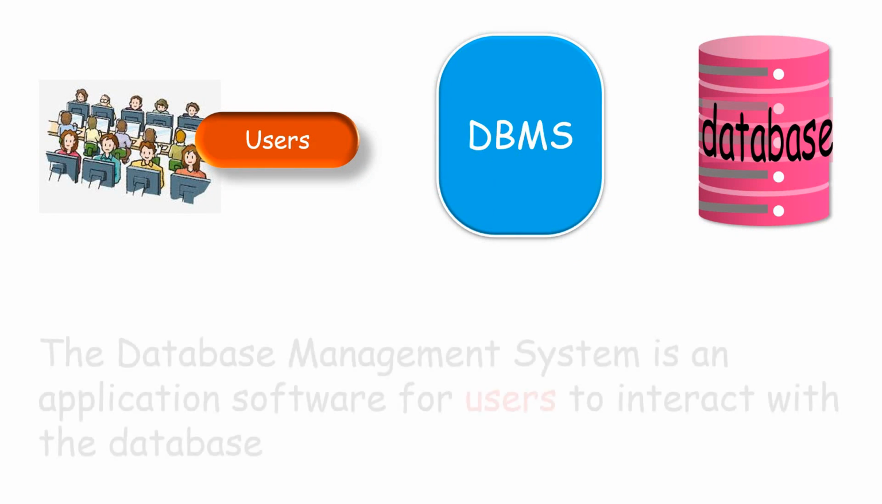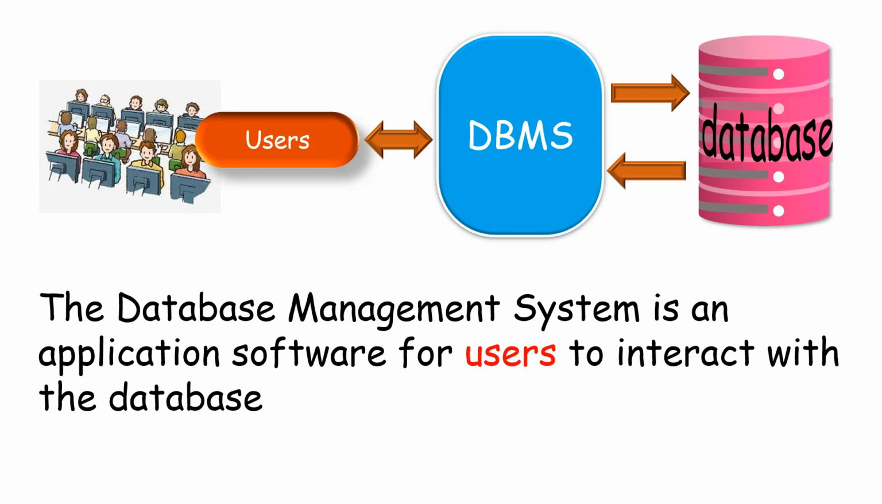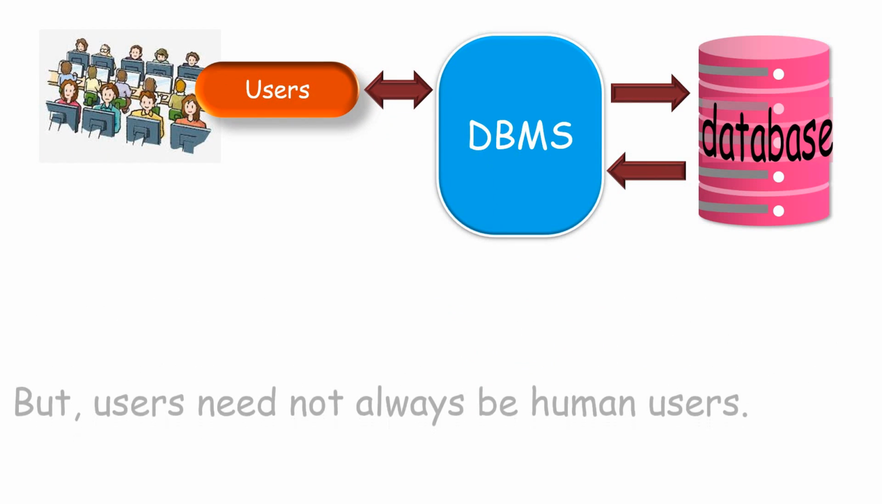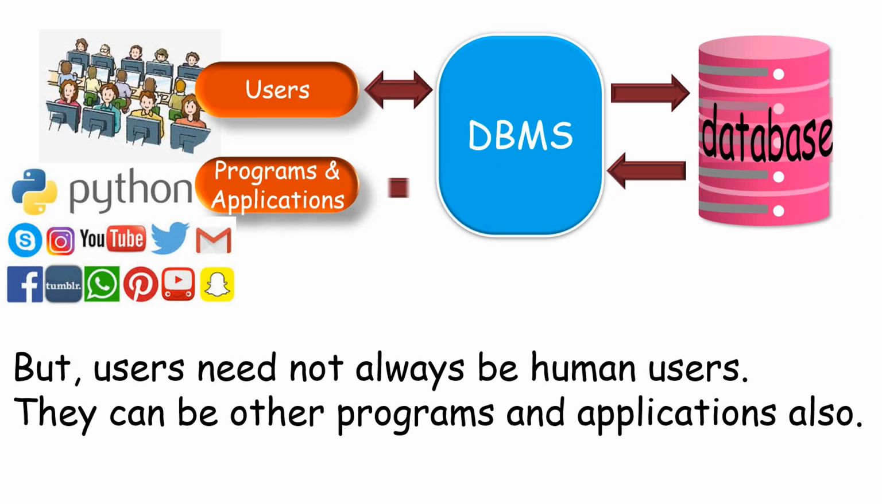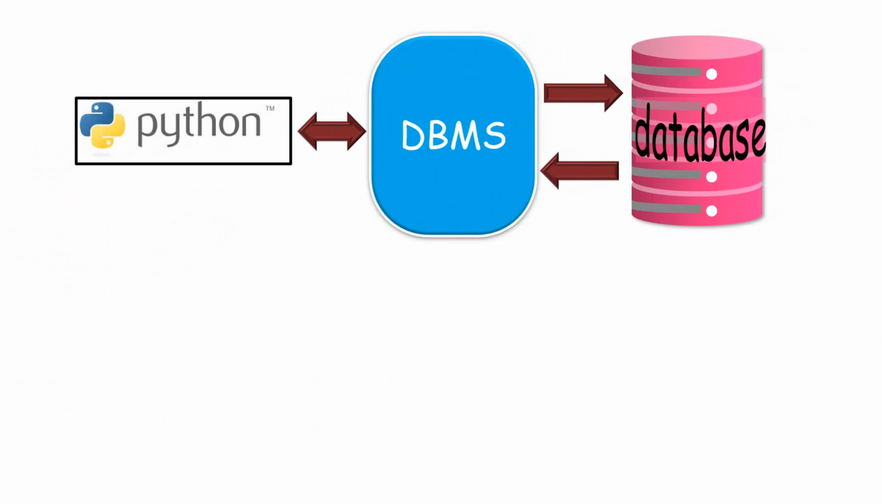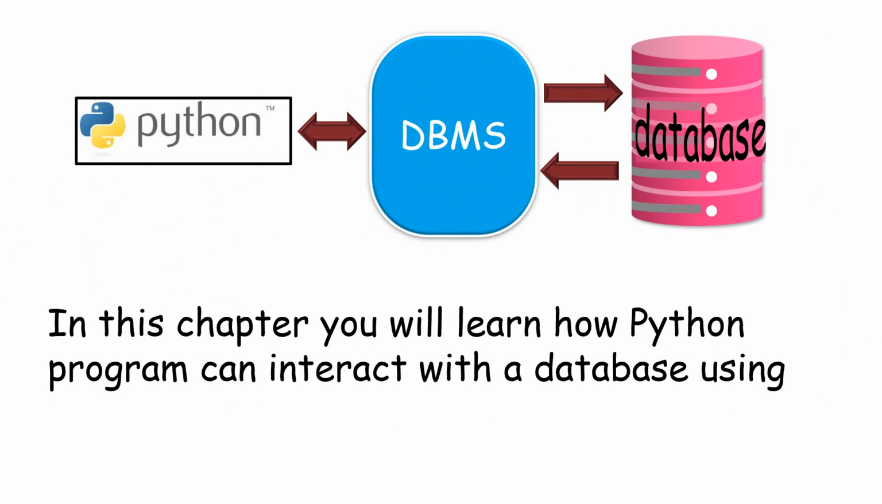The database management system is an application software for users to interact with the database. But users need not always be human users. They can be other programs and applications also. In this chapter, you will learn how a Python program can interact with the database using SQLite.